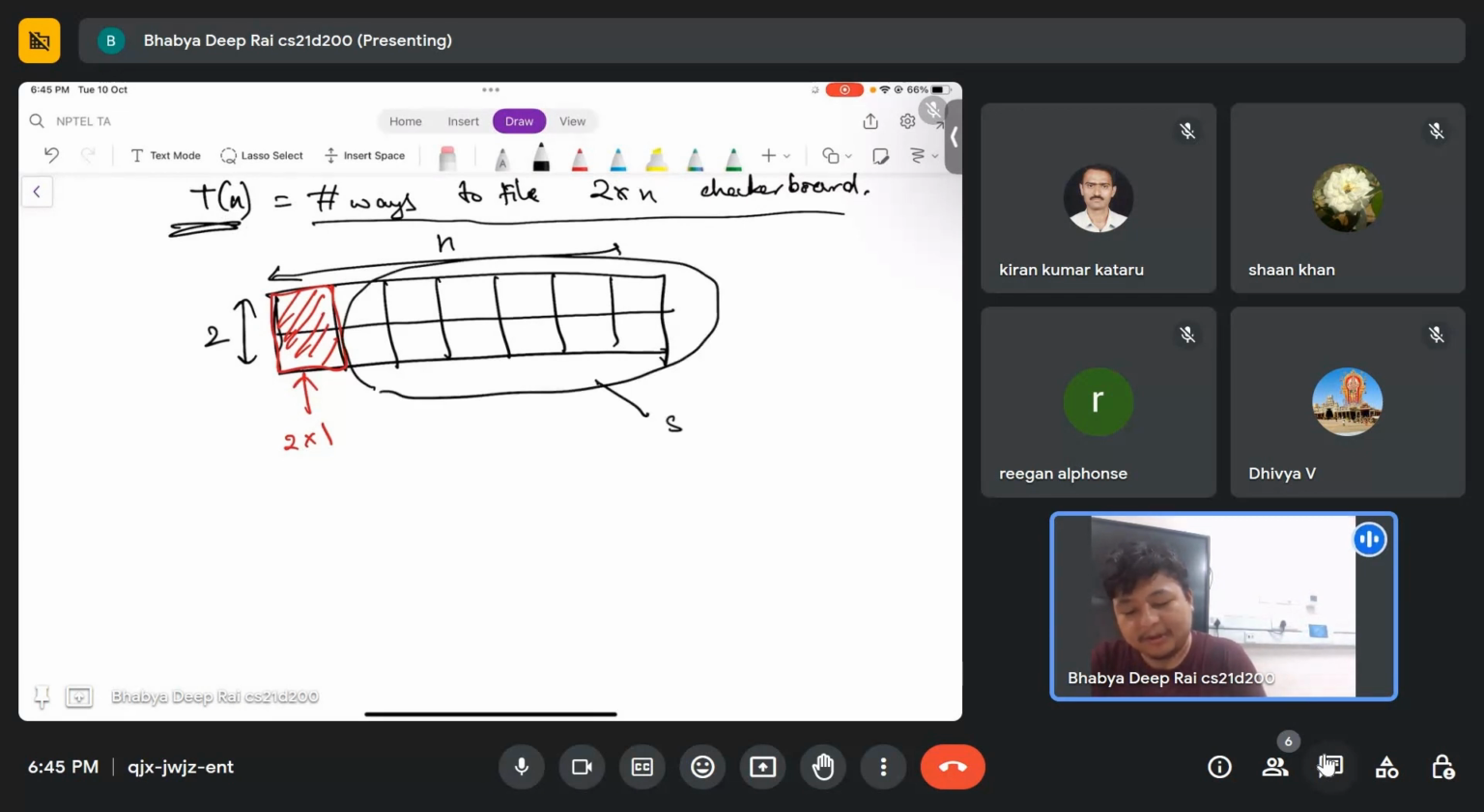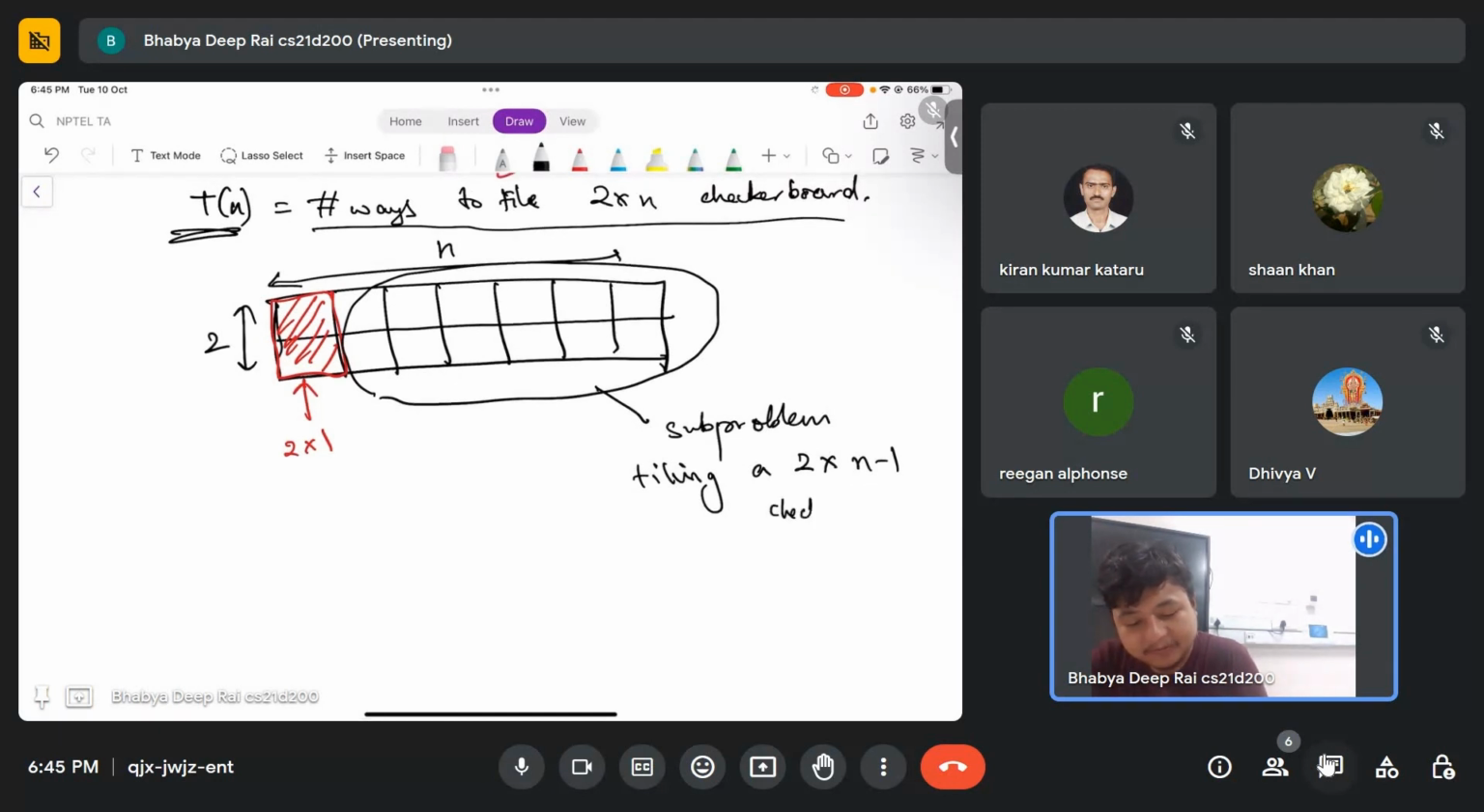I have here a sub problem. What is the sub problem? The sub problem is tiling a 2 cross n minus 1 checkerboard. I hope it is understandable. If I know this sub-problem, then I can find the number of ways.